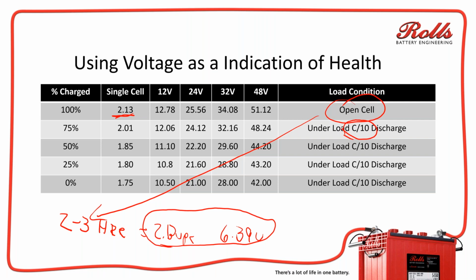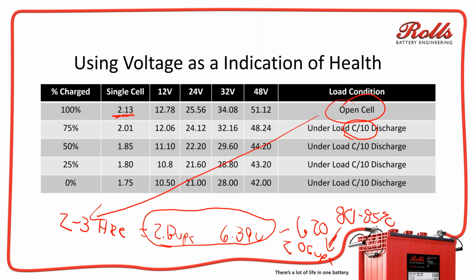Now let's say I do this and it's measuring 6.2 volts. So it's a little lower. 6.2 is roughly about 2.06 volts per cell. If I see that, my battery is probably closer to about 80 to 85% state of charge with that voltage.